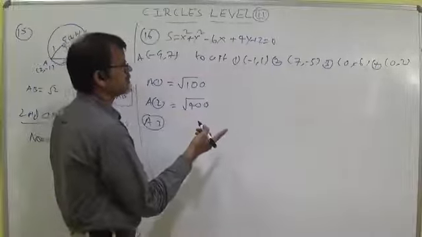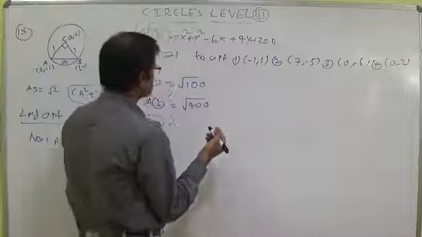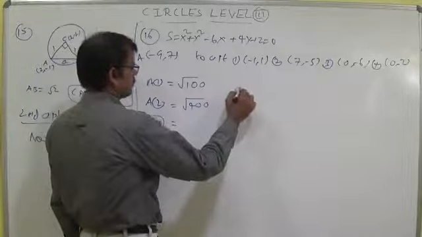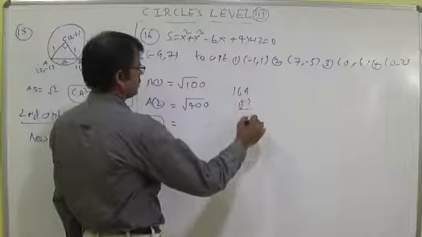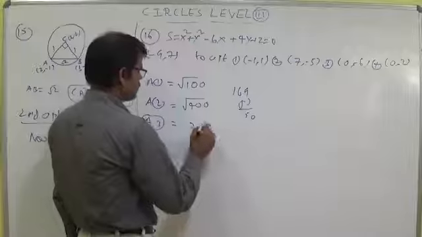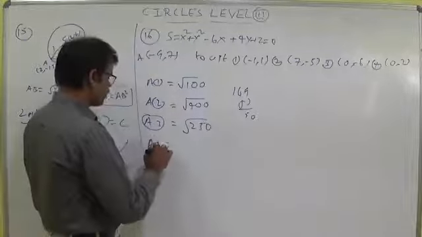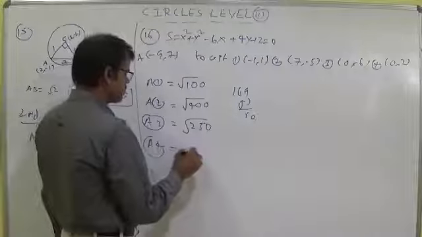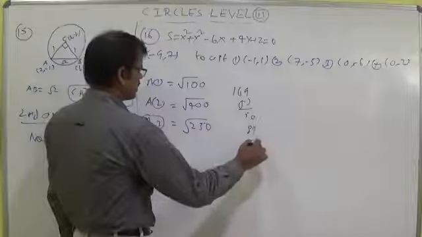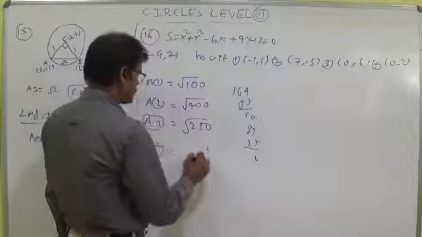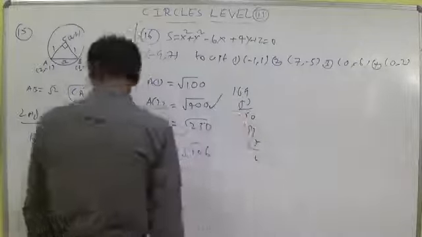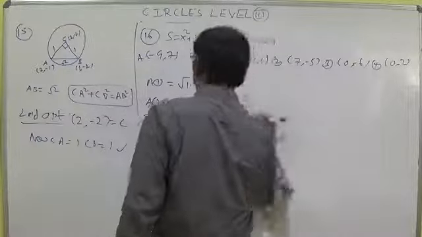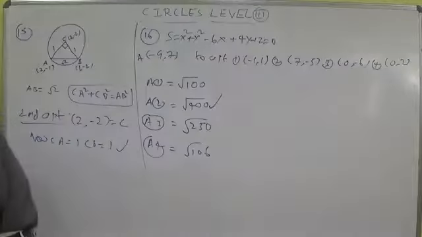81 plus (7 + 6), 169. 81 plus 169 is 250. Okay. Next A4. -9, so 81 plus 25, which is 106. So this is the correct option, which is the maximum distance from (-9, 7) to the given point Y on the circle. According to verification, we got the second option.